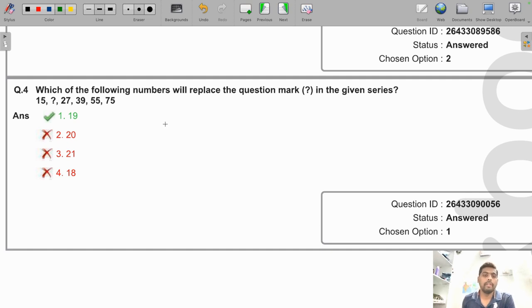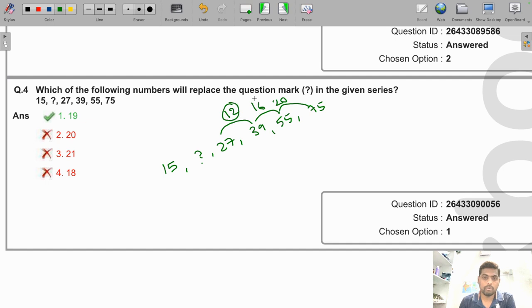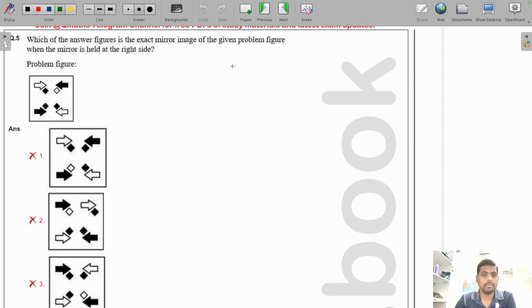They are asking which of the following numbers will replace the question mark in the given series. They have given 15, question mark, 27, 39, 55, 75. Just try to take the difference. Here it will be 20, here it will be 16, here it will be 12. If you see here guys, it is a multiple of 4: 5 fours are 20, 4 fours are 16, 3 fours are 12. So 2 fours are 8, it should be 8 as the difference, which means it should be 19. So this is the correct option. Let us go to the next question.